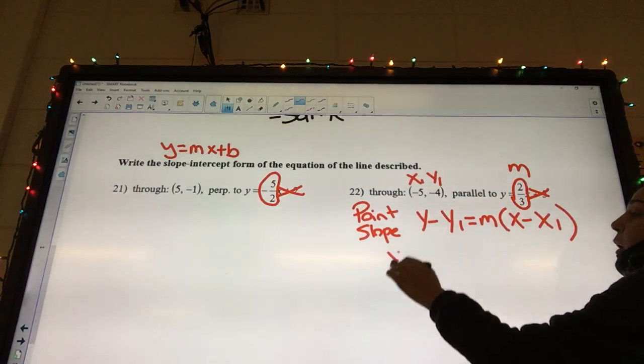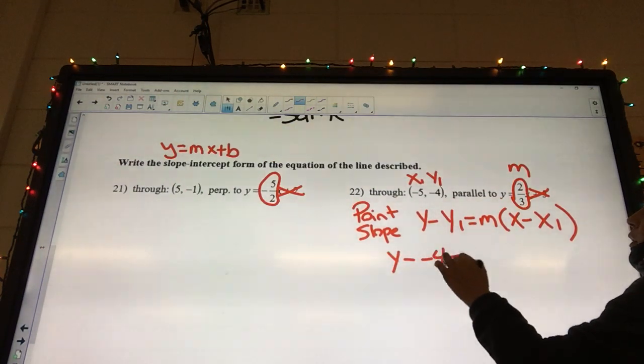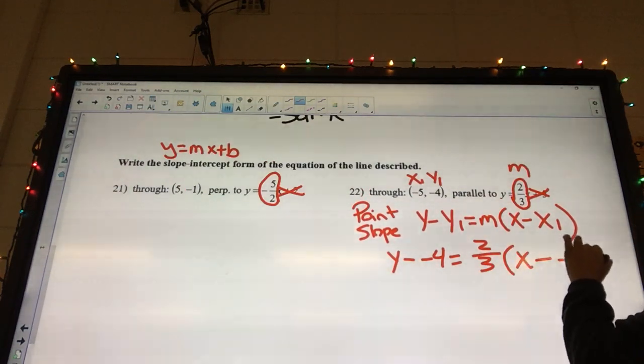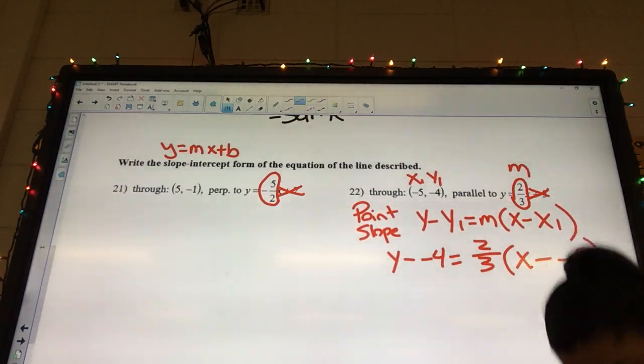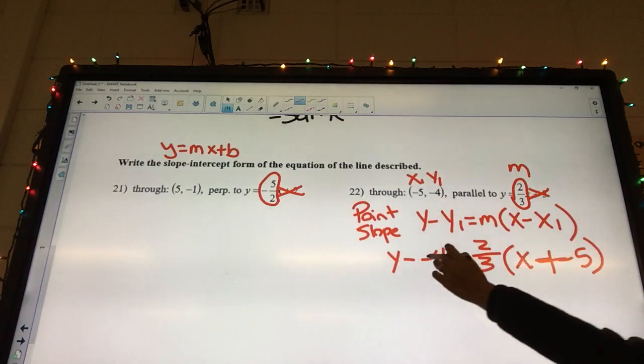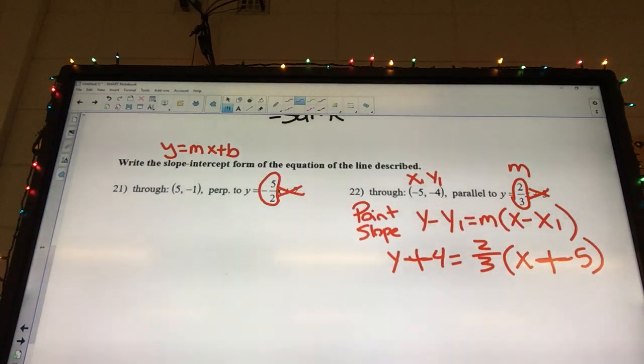So it's going to be y minus -4 equals 2/3 (x minus -5). What's a minus minus? Plus. Do we stop or do we keep going? Keep going. We need the y by itself. We have the slope, but we gotta keep going.